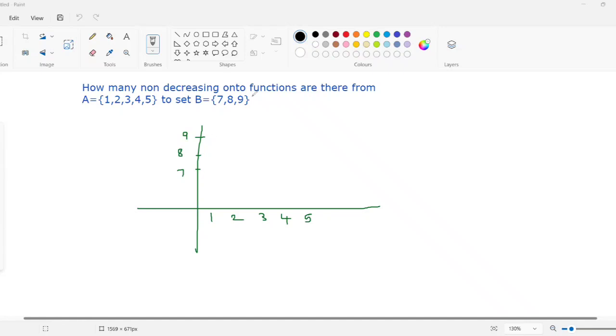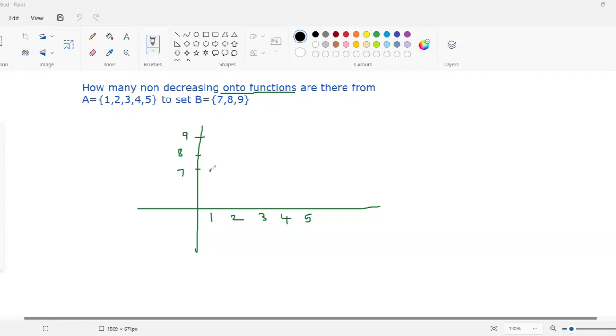So literally we can understand onto function. Onto means all the outputs will be achievable, so 7, 8, and 9, all of them will be achievable. If for my smallest input 1, I achieve 8, then 7 will not be achieved for any of the other inputs, because if it is achieved, then it will become a decreasing function.